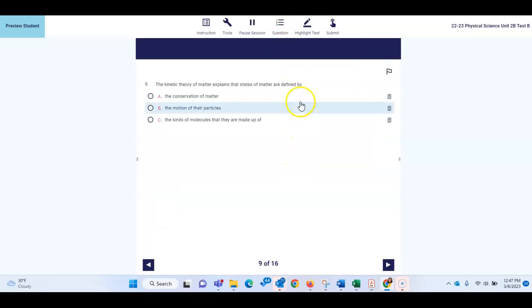Question 9. The kinetic theory of matter explains that states of matter are defined by the conservation of matter, the motion of their particles, the kinds of molecules that they are made up of.